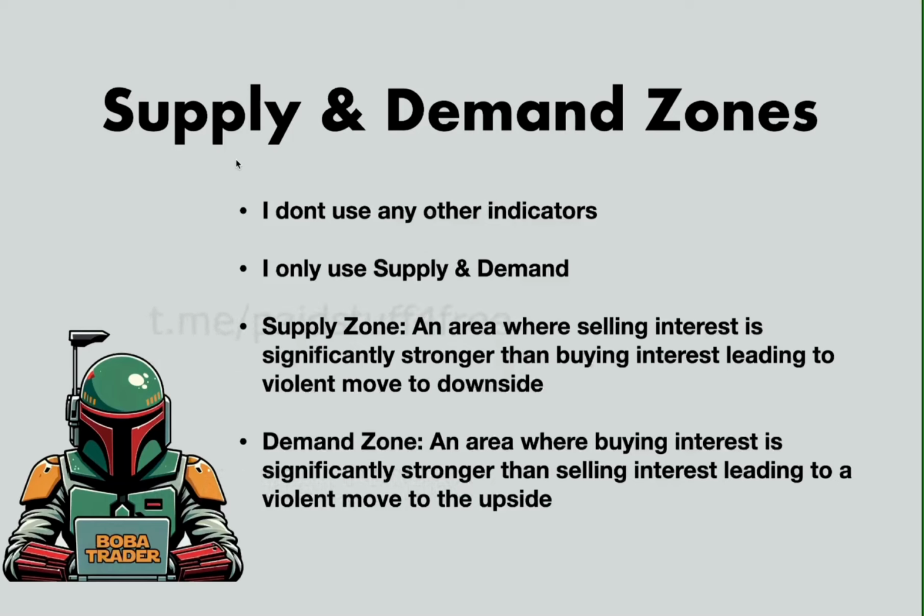A supply zone is an area where the selling interest is stronger than the buying interest, which leads to a violent move to the downside for the stock or the ETF or the crypto even, whatever you're trading. A demand zone is an area where the buying interest is stronger than the selling interest, and that leads to a violent move to the upside.